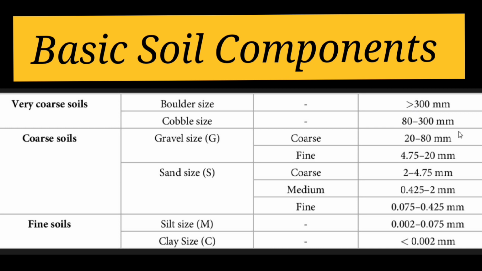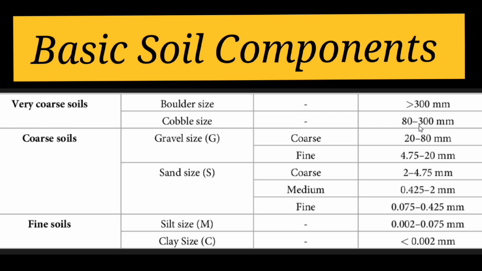Boulder is actually rounded to angular, bulky, hard rock particle, and its average diameter is more than 300 millimeter. And in case of cobble, it is also rounded to angular, bulky, hard rock particle, and its average diameter is 80 to 300 millimeter. And in case of coarse soil, it is classified as gravel and sand. The symbol for gravel is G and for sand the symbol is S.